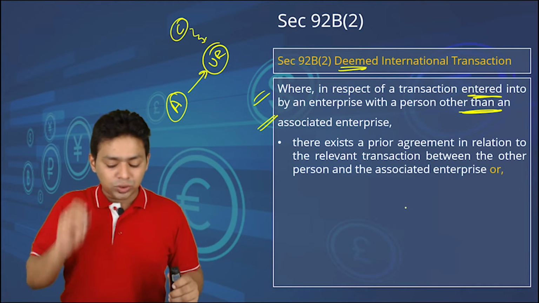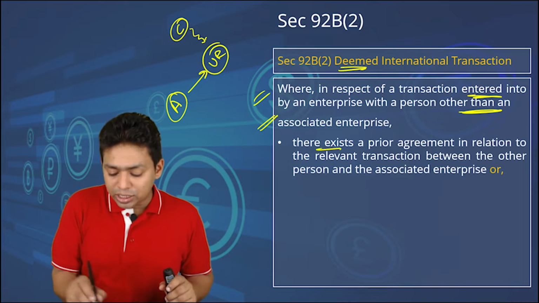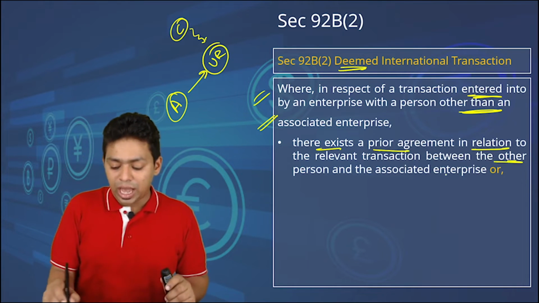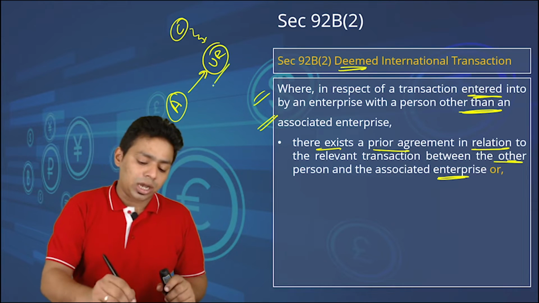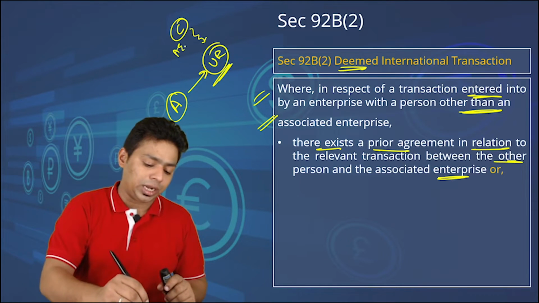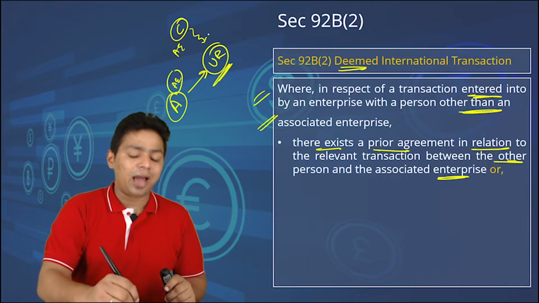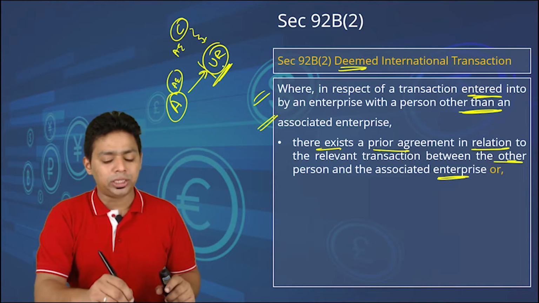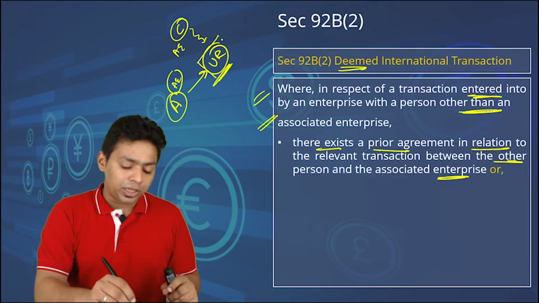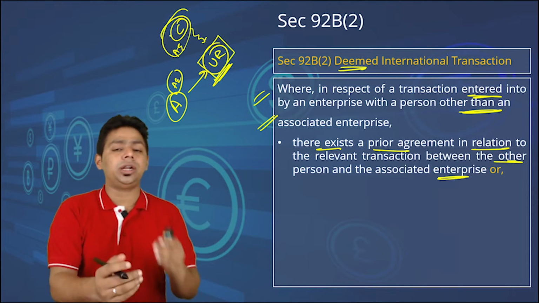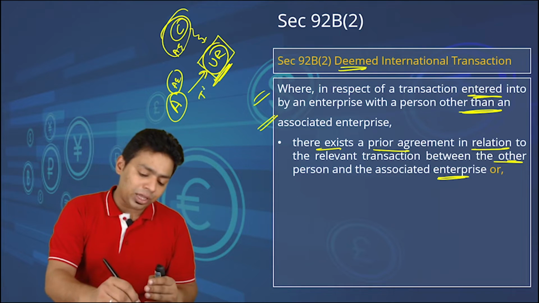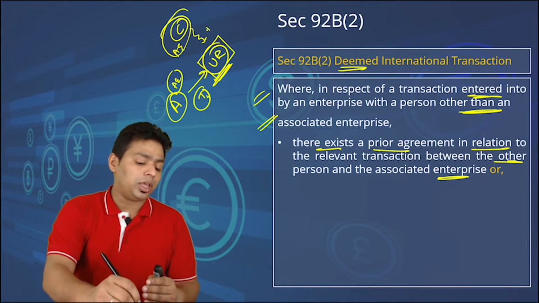It will be controlled indirectly. Look at this. There exists a prior agreement in relation to the relevant transaction between the other person and the associated enterprise. This unrelated person and my associated enterprise are having some prior agreement. So the transaction is done by my associated enterprise with an unrelated party, but this unrelated party and my associated enterprise have a prior agreement. Prior agreement means before this transaction happened, this is T2, there was a T1.